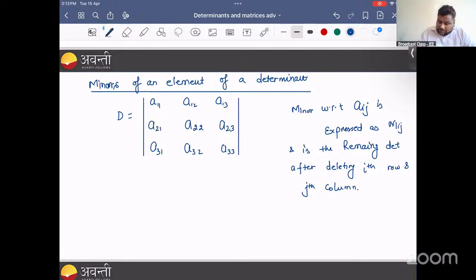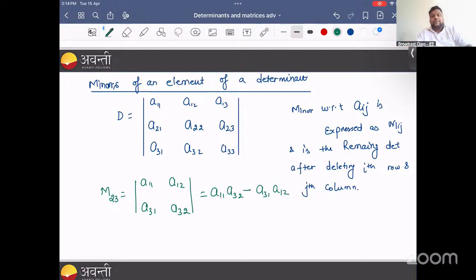Like if I talk about the minor with respect to A23. While talking about the minor with respect to this element, what you will do? Delete this row and delete this column. So what are you left with? A11, A12, A31, A32. Yes or no? So the value of the determinant is A11 A32 minus A31 A12. Is it okay?